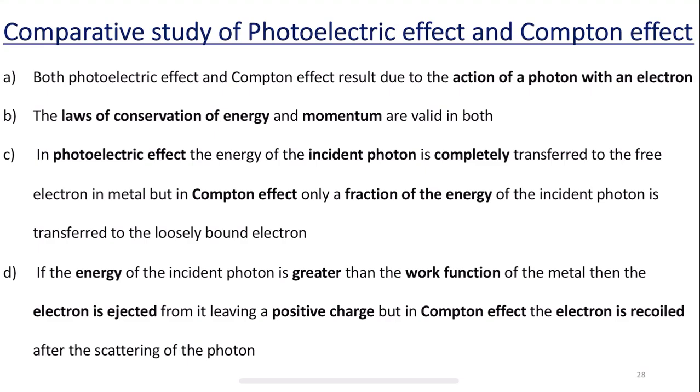A photon is nothing but radiation, a monochromatic X-ray or light, which falls on matter or on a thin metal foil. In the photoelectric effect, when radiation falls upon a thin metal plate or foil, electrons are ejected. In the same way, in the Compton effect, when a monochromatic X-ray hits a carbon or any other metal, we observe scattering. So in both the photoelectric effect and the Compton effect, the result is due to the action of a photon with an electron.